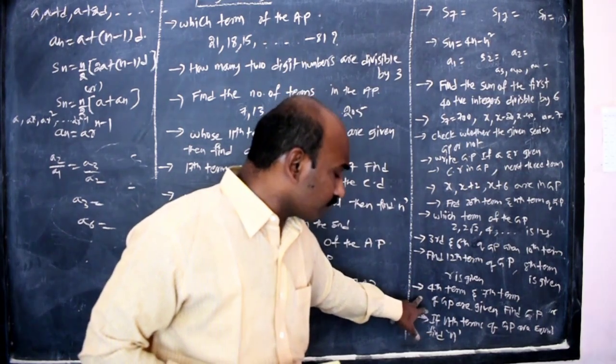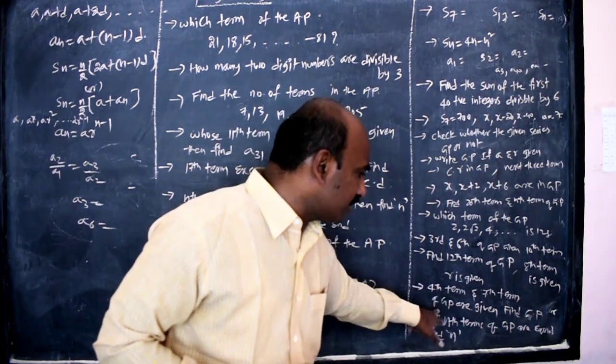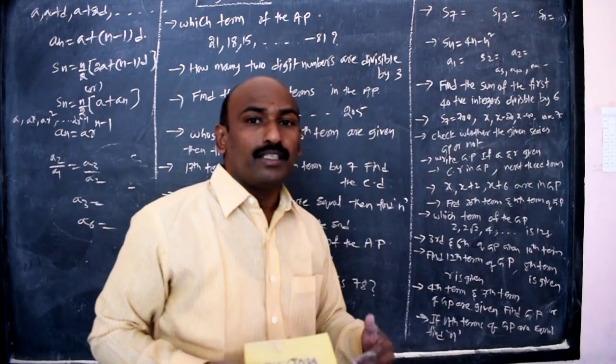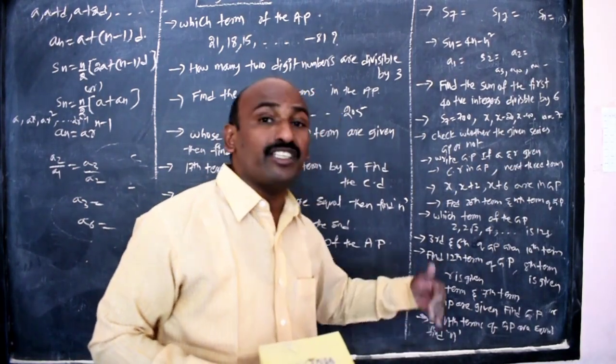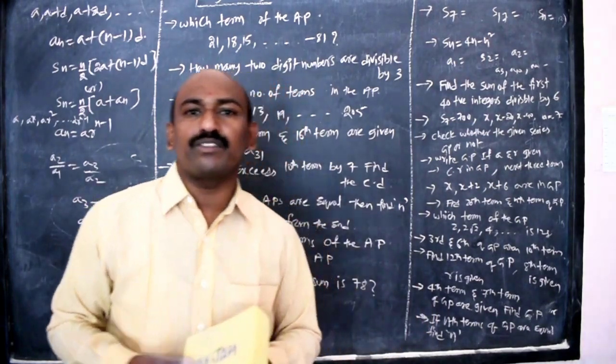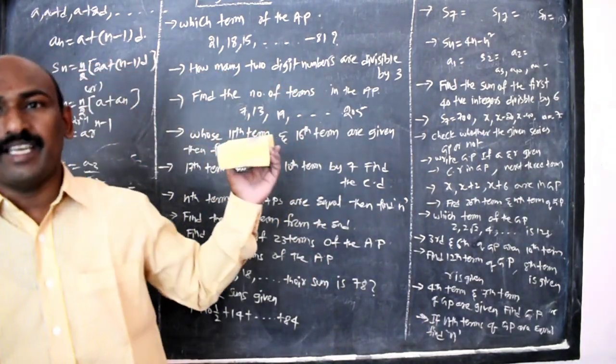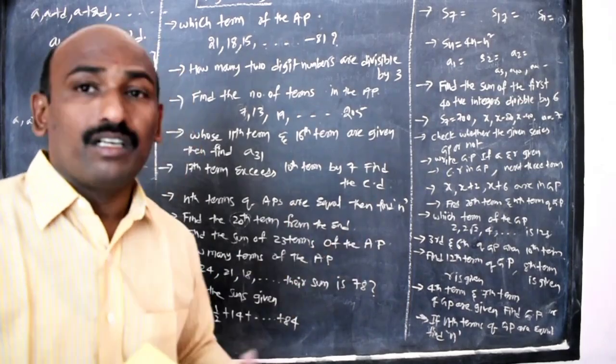And also if the fourth and 7th terms of the GP are given, we can find the common ratio and the geometric series. Similarly, if the mth and nth terms of the GP are equal, we can get the n value. The same process is done as in the AP. Thank you. This completes the progressions.